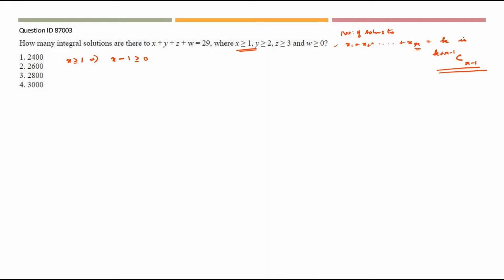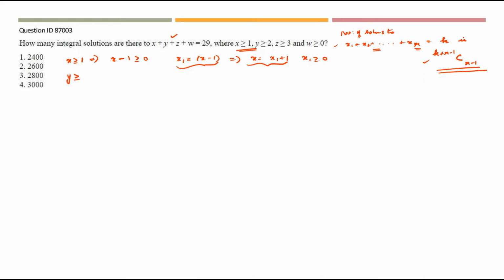I am introducing a variable called x1 which is equal to x minus 1. Now this will result in x is equal to x1 plus 1, where x1 is greater than or equal to 0. Why do I rewrite in this way? It is because I have to bring this equation to this format, only then I can apply this particular formula.